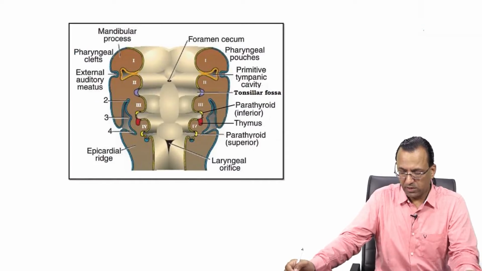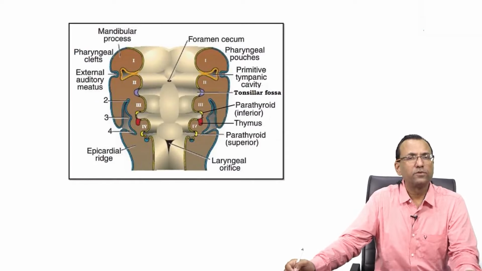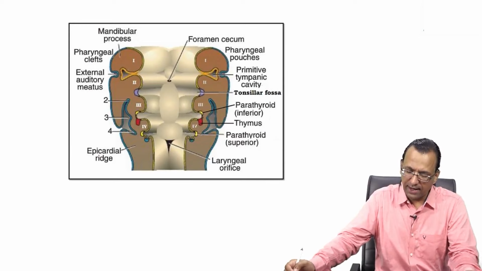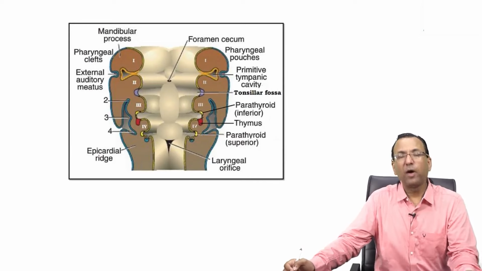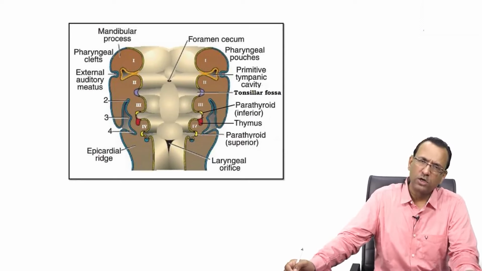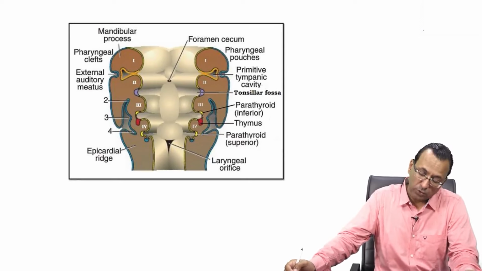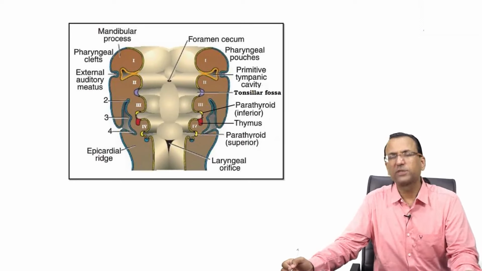So this is the next stage. What is happening now? You see, these are the inner endoderm pouches. What are they doing? We also want to know what the clefts on the outside, lined by ectoderm, are doing. Let us find out.